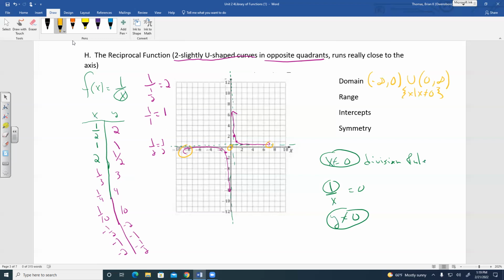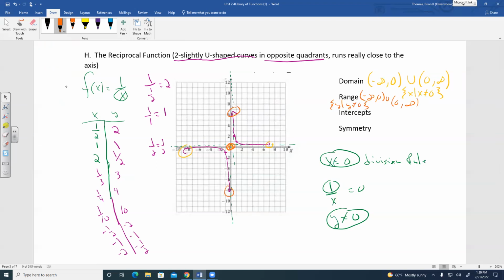If I look at the range, it's going to be very similar. Notice how the lower bound is an arrow and the upper bound is an arrow. And then notice that at the origin, we cannot have y equals 0. So if I'm using interval notation, we would say -∞ to 0 in union with 0 to infinity. Or again, I can say the set of y's such that y cannot equal 0 if I use set builder notation.